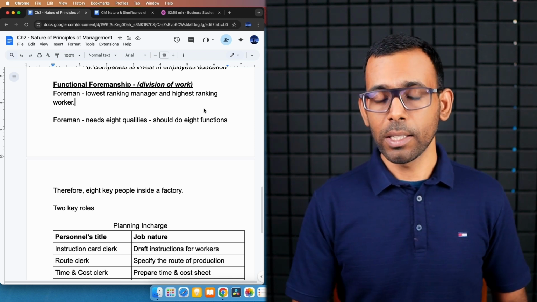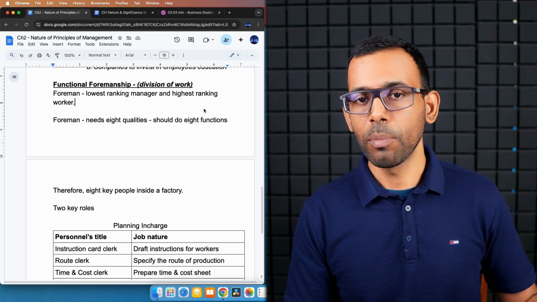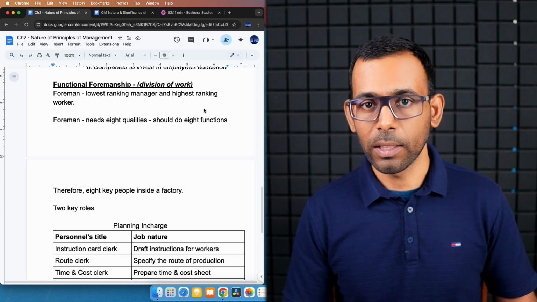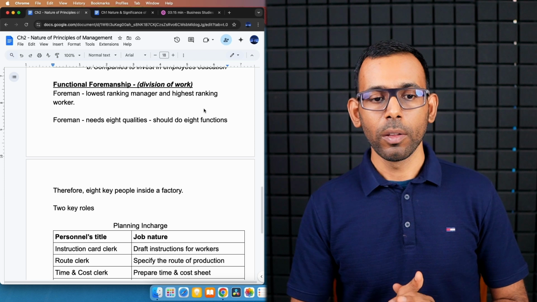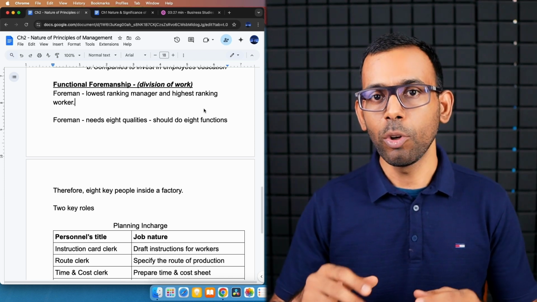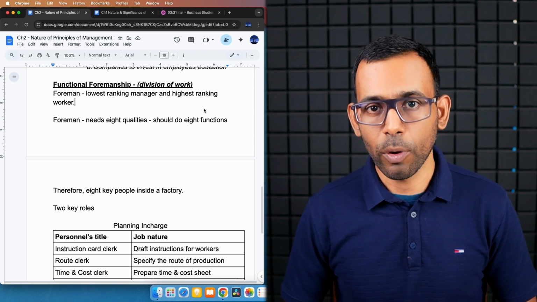So you can see this in a restaurant, right? The waiter is a different person, the receptionist is a different person, and the person who gives you the bill and collects the cash will be a different person. So this is division of work. Taylor wanted to do this inside the factory. He wanted to bring the concept of division of work inside the factory floor itself.